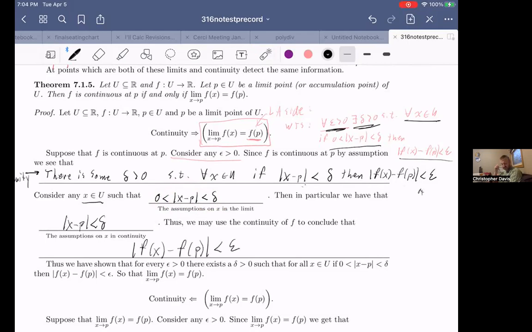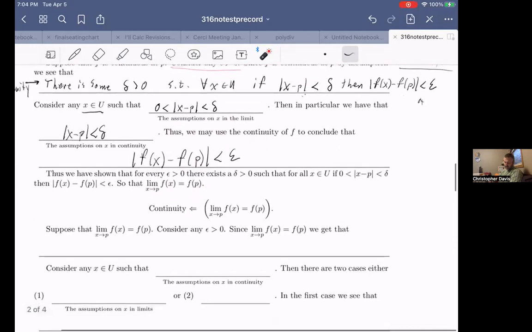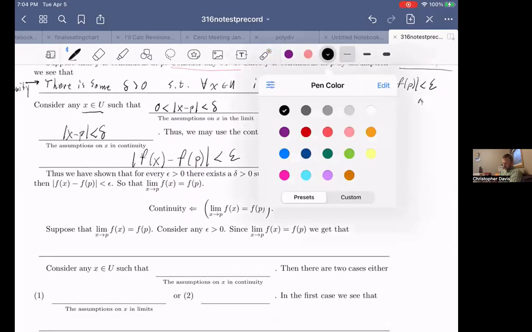So let's just summarize. We considered any epsilon bigger than 0. We came up with a choice of delta. We considered any x in U. We assumed 0 is less than the absolute value of x minus p is less than delta. We showed absolute value of f of x minus f of p is less than epsilon. So that completes half of the proof. Let's go the other way. It will be mildly harder. So let's write down the thing that we want to show.